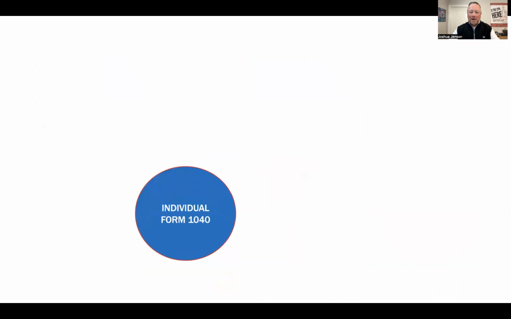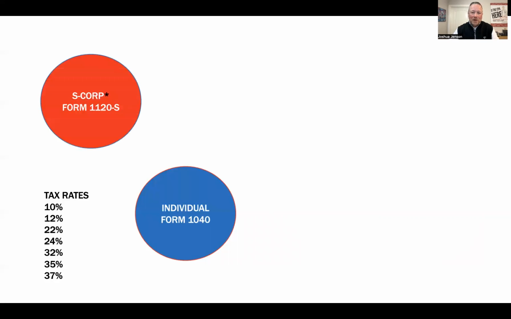So what we talk about here is we're starting with the individual that's filing a Form 1040. This is really where all the tax happens. We have the 7 different tax rates. And so when we're talking about a small business owner, we're trying to figure out the way to reduce down taxes, but it's really down at the individual level.